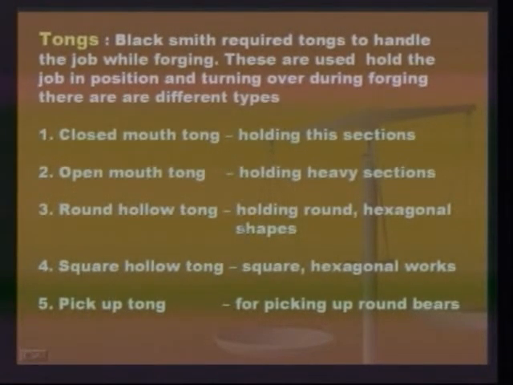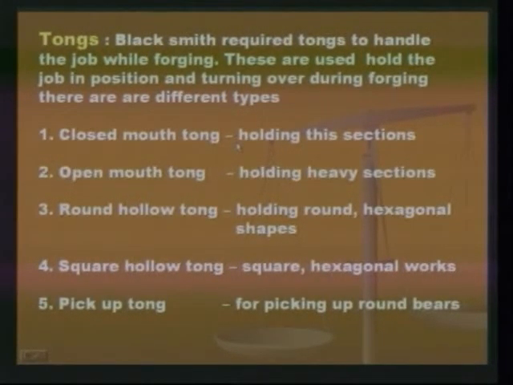The next one is holding tools. The first important holding tool is tongs. Tongs are one of the blacksmith's important tools to hold the object while doing the forging operation. It is difficult for the operator to handle the heated object, so in that condition different types of tongs come into the picture. The first is the closed mouth tong, the second is the open mouth tong, the third is the round hollow tong, the fourth is the square hollow tong, and the fifth and last is the pickup tong.